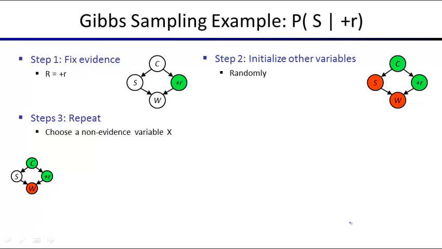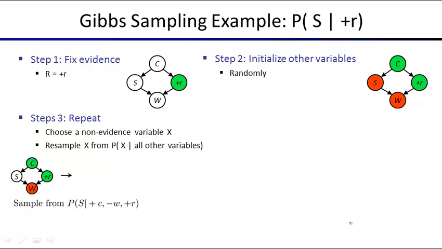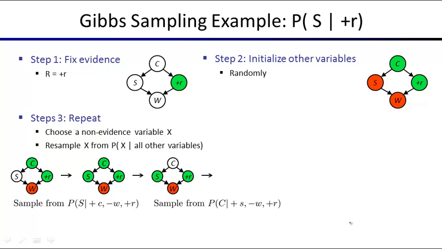We uninstantiate it. And now in this Bayes net, we compute the conditional distribution of S given all other variables instantiated. We sample from that distribution. And after sampling, we got plus S. Then we pick a new variable, in this case C. It doesn't have to be C, you just cycle through them randomly. Pick C, compute the conditional distribution of C given plus S, plus R, negative W. Sample from that, and instantiate C again.